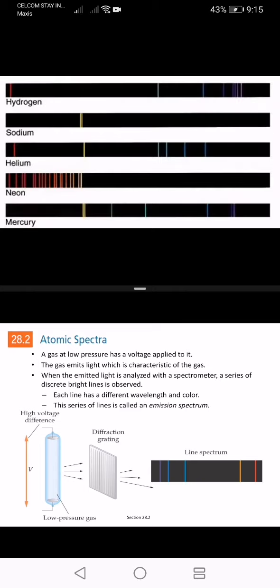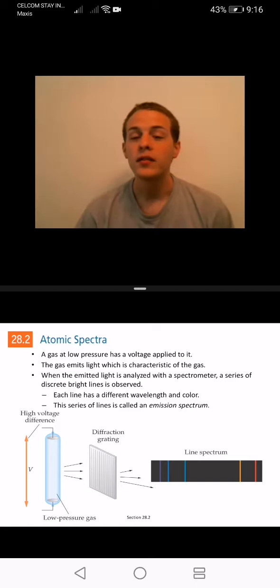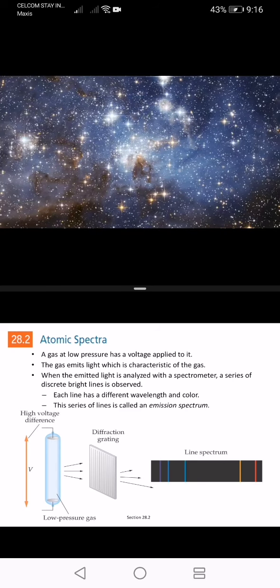Each element has its own unique emission spectrum. Think of it like a fingerprint. In the same way that a fingerprint can be used to identify a person, an emission spectrum can be used to identify an element. In fact, astrophysicists can identify the elements that make up a star by obtaining the emission spectra from the light given off by these stars.